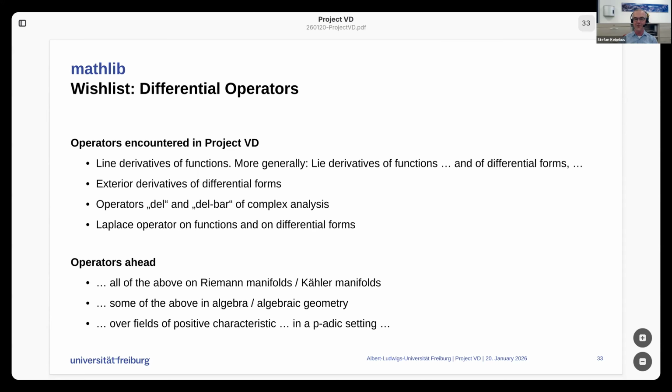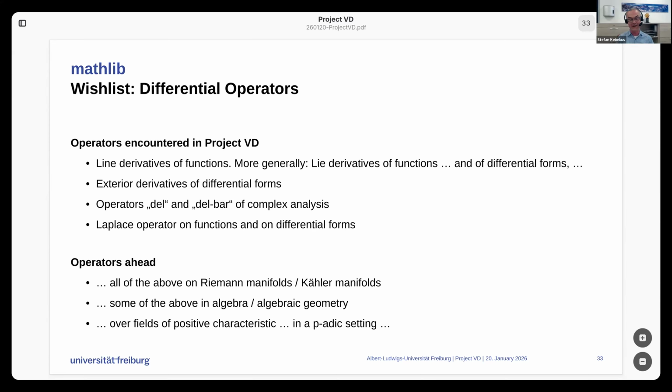Then certainly if you do complex analysis and certainly if you start to do higher dimensional things, you have del bar and harmonic functions. So the Laplace operator is also a differential operator. And sure, we are going to have much more of this. One obvious project in MathLib that should be addressed now or started is Hodge decomposition for compact Riemannian manifolds. This is all about differential operators, so we need them.